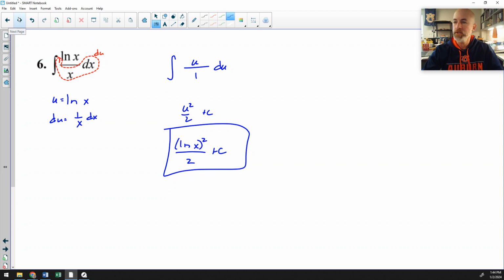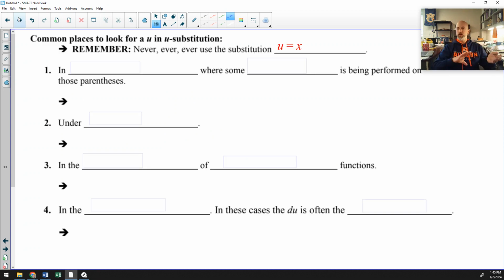So a few pointers as you are looking through substitution problems, places where you can look for a u. If you're having a hard time deciding what to choose for u, there are, in my opinion, 4 main places where you can look for a u, and I'm going to just unveil all these and talk about them, and then I'll go back and give you some written examples of antiderivatives that fit each of these categories. So the first, probably the most obvious one, is to look inside parentheses.